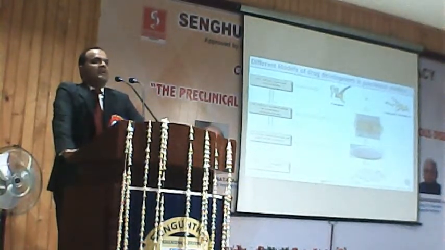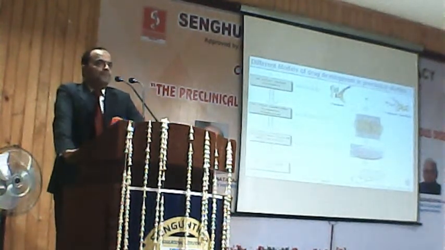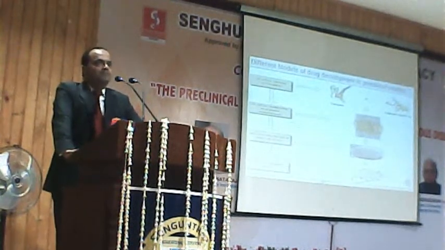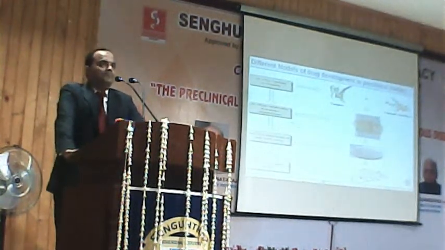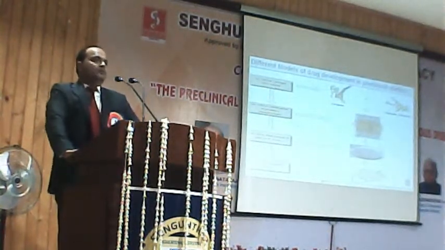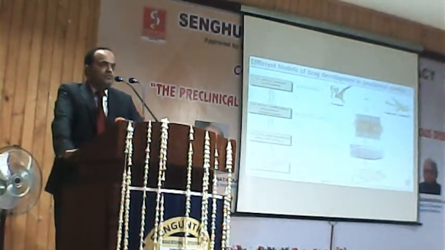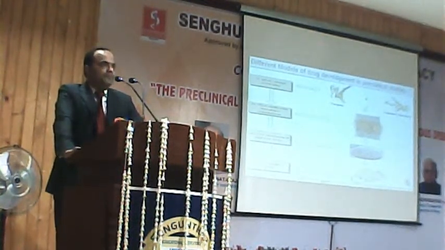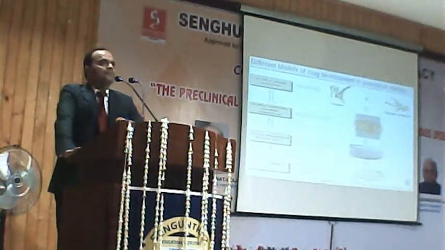We have to select these animals based on functional similarities. We have to select animals which closely resemble human beings. We have to use animals where there is reproducibility. So there are different considerations in the selection of animals, what we call homology, analogy, and fidelity.